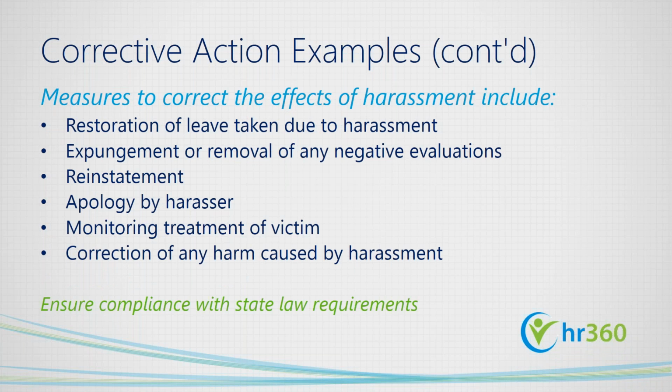More about corrective actions. Remedial measures also could correct the effects of the harassment. Such measures should be designed to put the employee in the position he or she would have been in had the misconduct not occurred. I'm going to give you some examples now. Restoration of leave taken because of the harassment. Expungement of negative evaluations in the complainant's personnel file that arose from the harassment. In other words, if there was some quid pro quo sexual harassment going on where somebody didn't do what was asked of them and then got a bad review, well, we know that that has to be changed. That review has to be absolutely taken out of the personnel file for that employee.